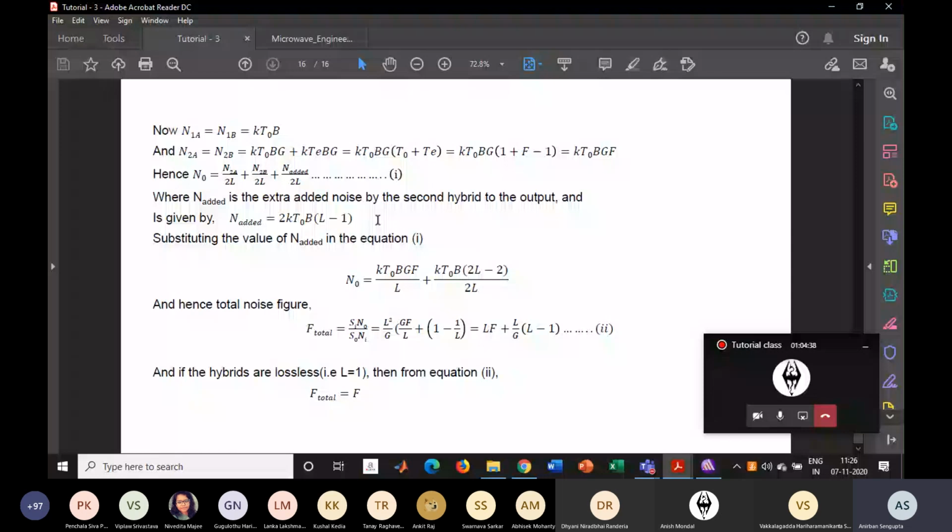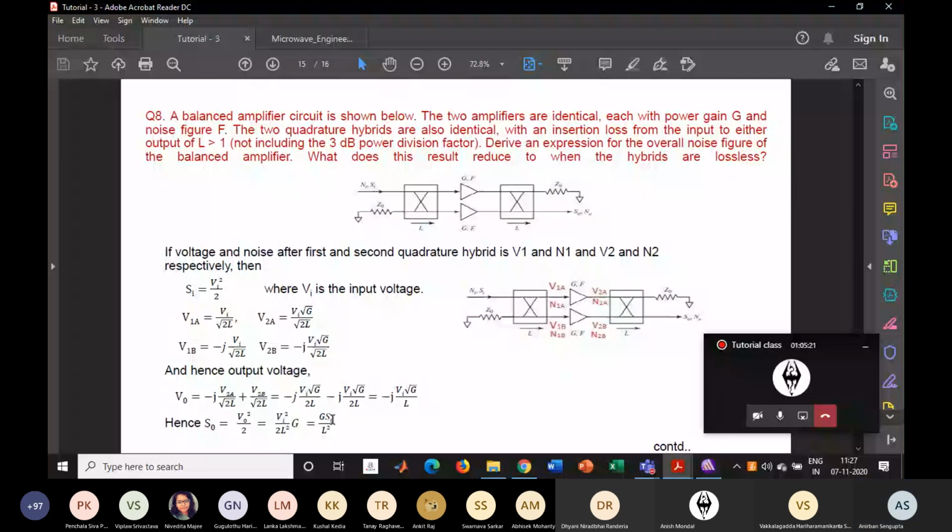Now substitute this value of N added into this equation, and you find N naught equals K T naught B G F by L plus K T naught B into 2L minus 2 by 2L. And the overall noise figure is the input SNR by the output SNR. Input SNR is Si by Ni and output SNR is S naught by N naught. In simplification, it comes out as Si by S naught into N naught by Ni. Si by S naught, you can find from this equation, that is L square by G.